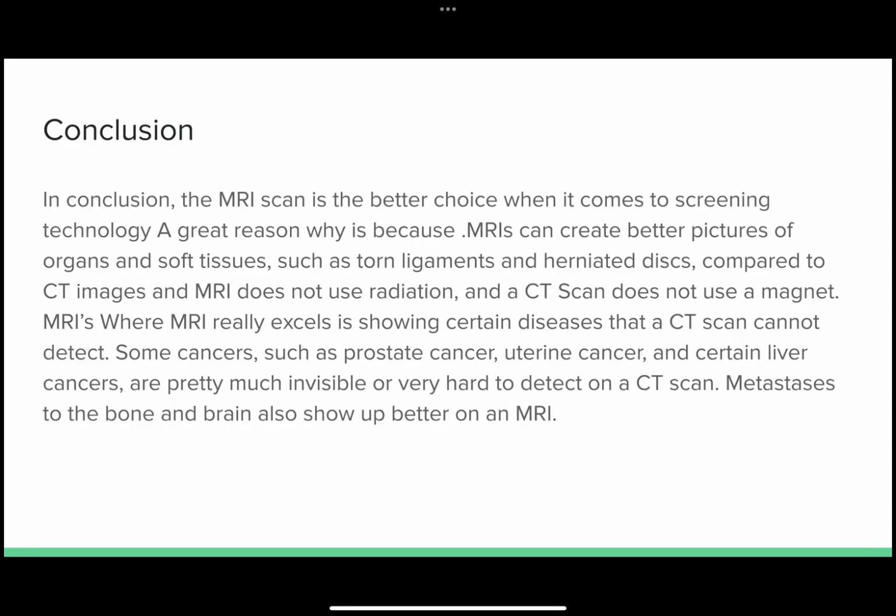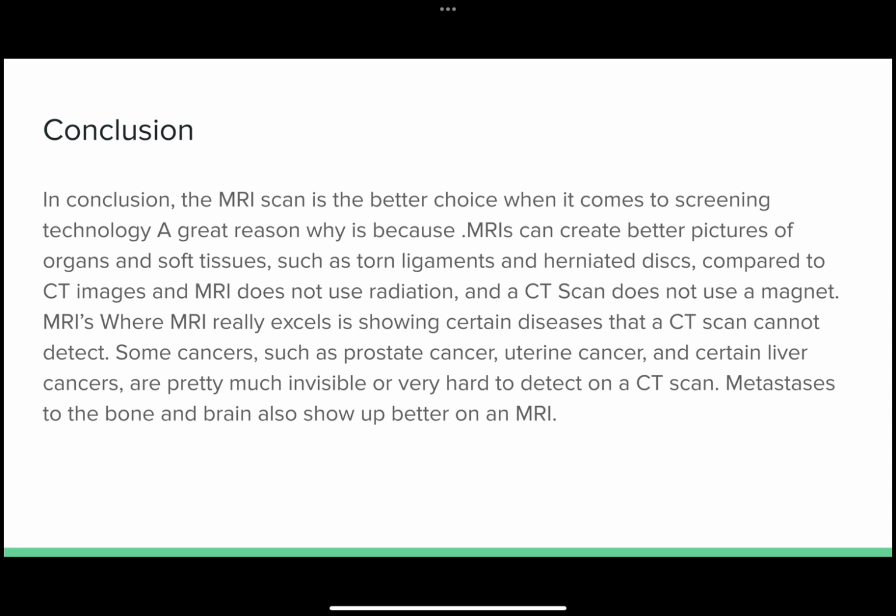So in conclusion, the MRI scan is the better choice when it comes to screening technology. A great reason why is because MRIs can create better pictures of organs and soft tissues, such as torn ligaments and herniated discs, compared to CT images. An MRI does not use radiation, and a CT scan does not use a magnet.